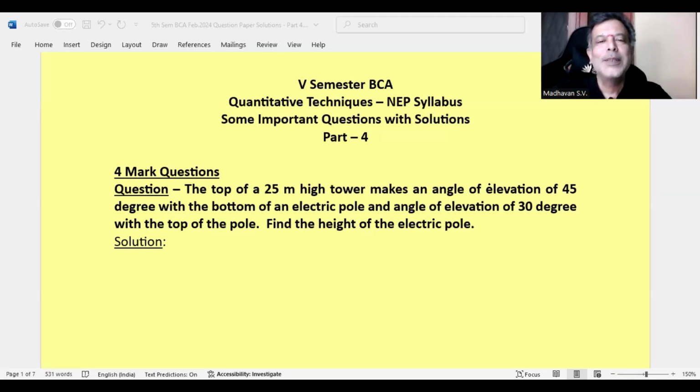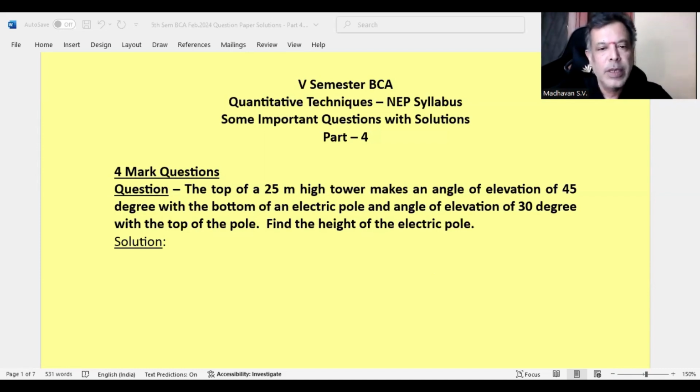Hello everyone. This is in continuation to our review of important questions of the subject Quantitative Techniques under NEP syllabus meant for 5th semester BCA. This is the 4th part of it.